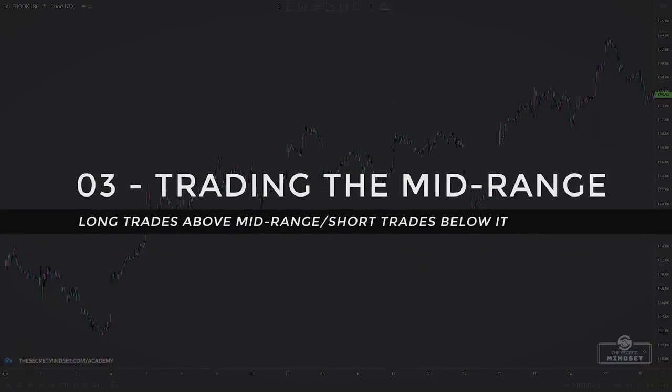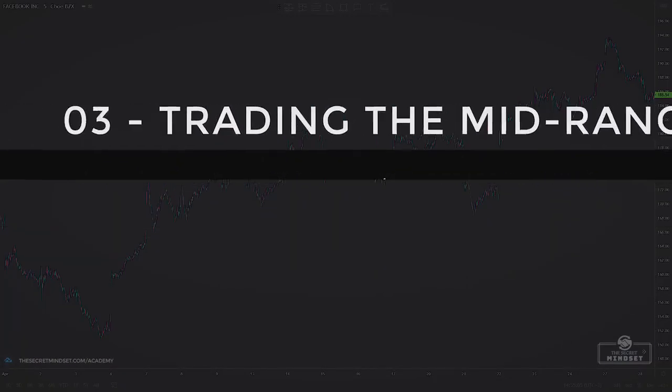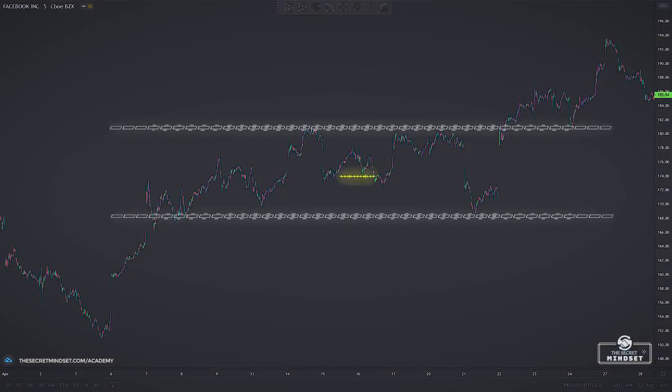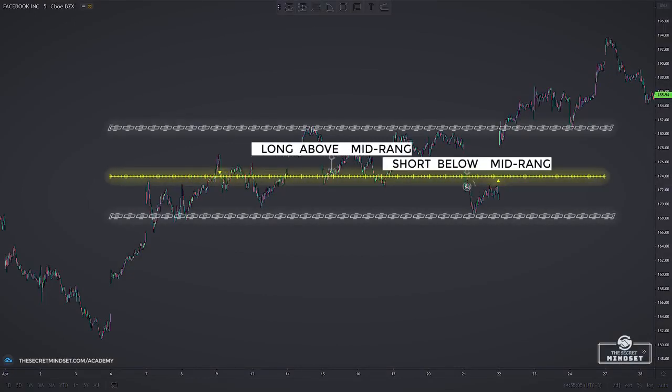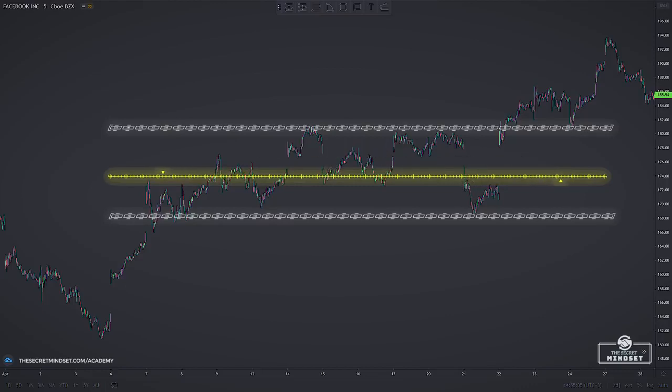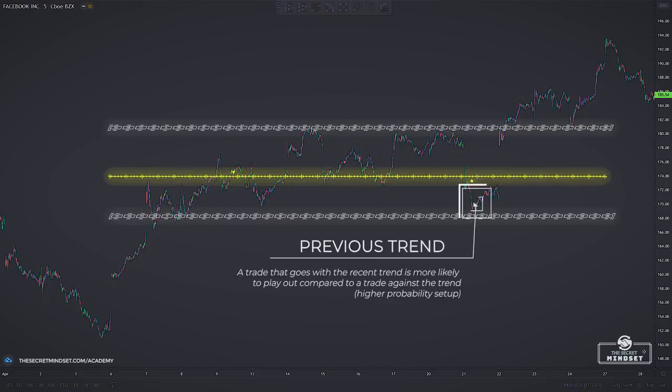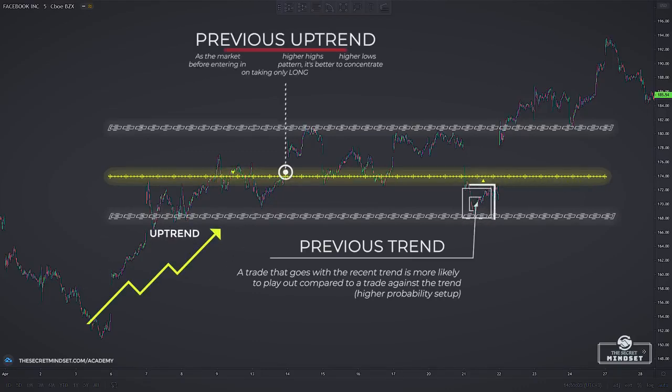Also, if the range is wide enough, trading the mid-range can provide high probability setups. Above the mid-range, price is bullish, and below the mid-range, price is bearish. And here's an important tip. Even though we are in a range, the previous trend of an asset is obviously very important. A trade that goes with the recent trend is more likely to play out compared to a trade against the trend. I prefer to trade range setups that go with the previous trend, so they have a higher probability of playing out.